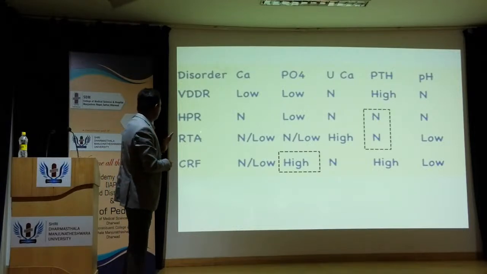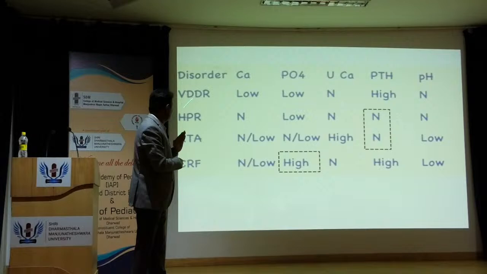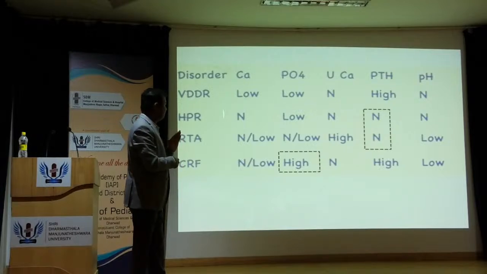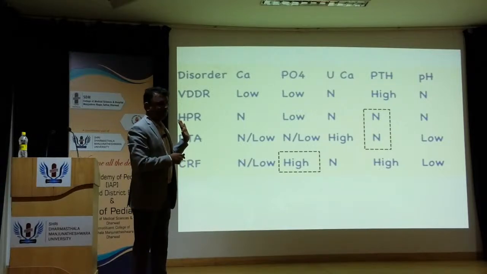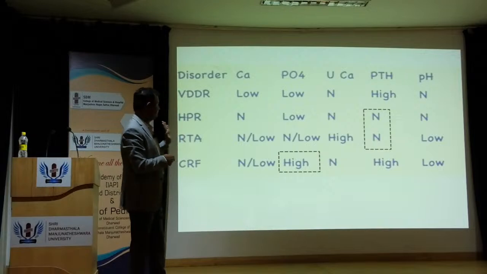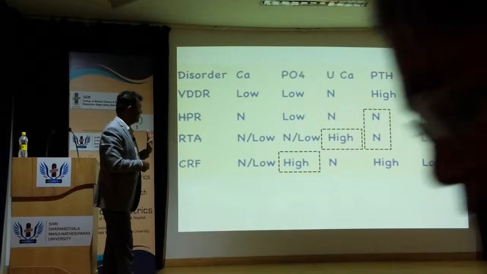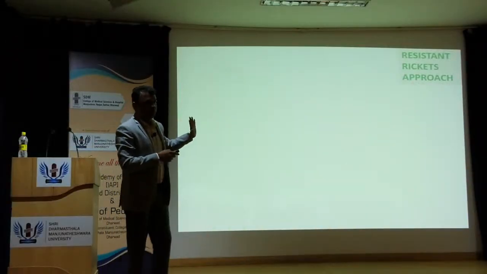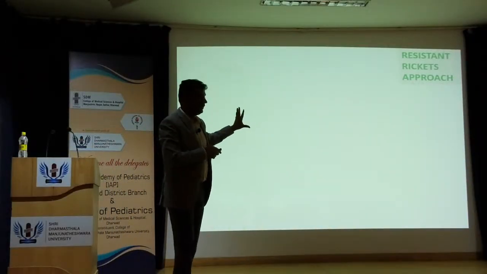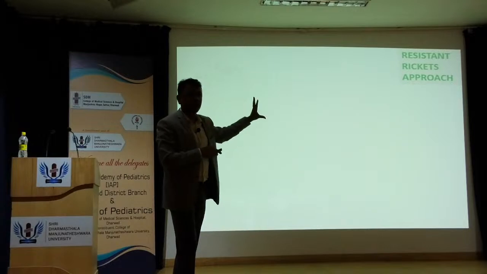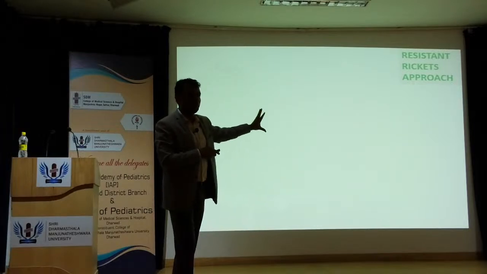So PTH is always normal in hypophosphatemic rickets and renal tubular acidosis. Clear? Yeah. So urinary calcium will be high in renal tubular acidosis. Okay? Now, this is an important slide. I want your attention. Once we label them as resistant rickets, how do we approach?